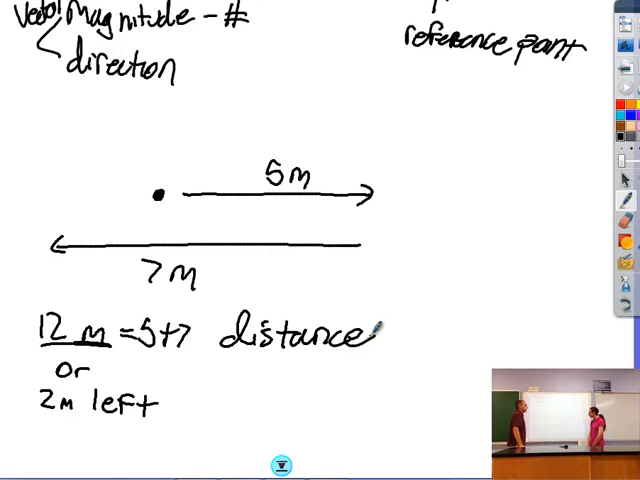Vector or scalar? Scalar, because I didn't give a direction with that. Okay. So scalars do not have direction. It's a scalar. It does not have a direction. Okay. 2 meters left. Okay.